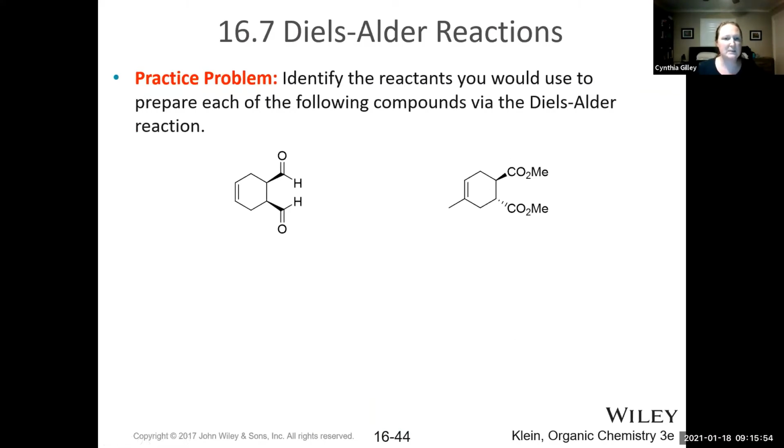Let's do another practice problem. Identify the reactants that you would use to prepare each of the following compounds via a Diels-Alder reaction. If you want, you can work backwards. Think about doing the retro Diels-Alder reaction to get back to the reactants. Go ahead and pause and then resume when you're ready.